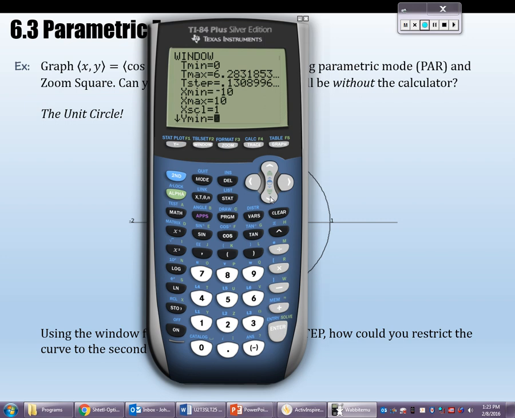I'm interested in messing with x min and max. Maybe make it -2 to 2, and I don't know, -1.5 to 1.5 or something. It's the unit circle, I think. So let's see. And if you want it to be perfectly square, you can do zoom square, number 5. Okay, so there it is. It is in fact circular.